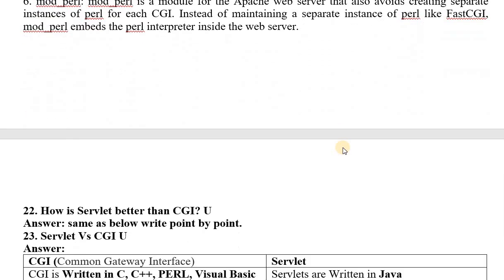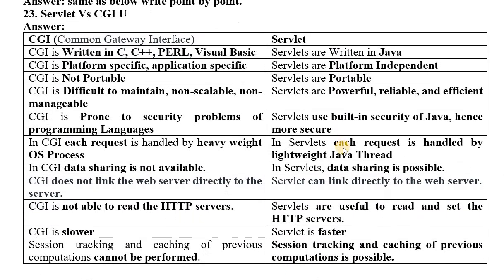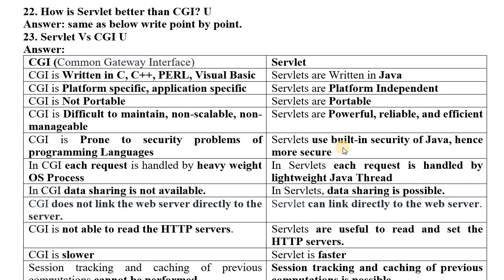Right now, when I compare CGI and servlet, how do I compare it? Now, many times a twisted question is asked: how is servlet better than CGI? So, whatever comparison we have given below, exactly the same answer you will be writing. But maybe instead of writing it in table format, you write it point by point. CGI is written in this, servlets are written in this. This is platform specific, servlets are platform independent, so it is better. Now, you format your answer that way, but the points that you will study remain the same.